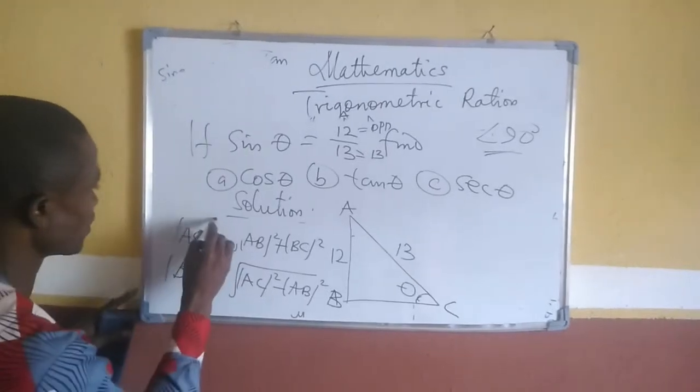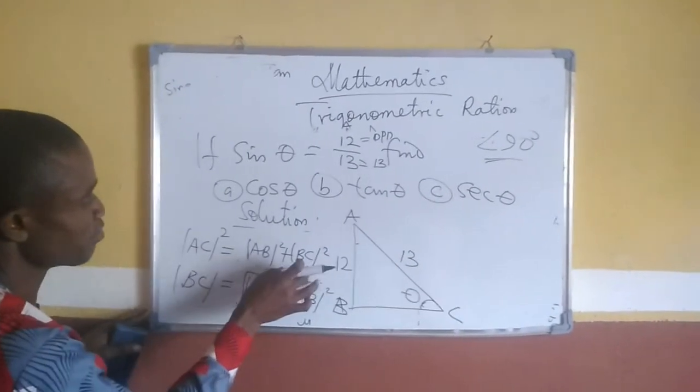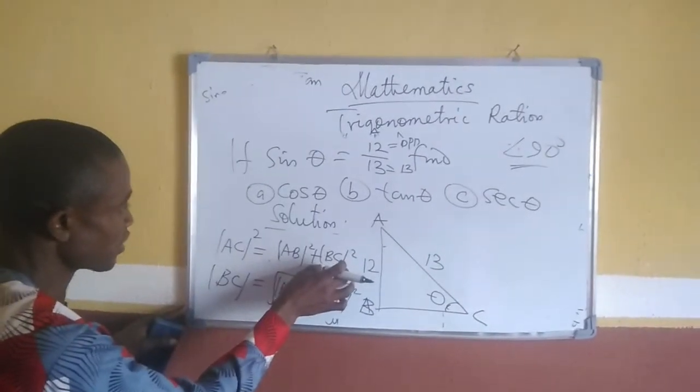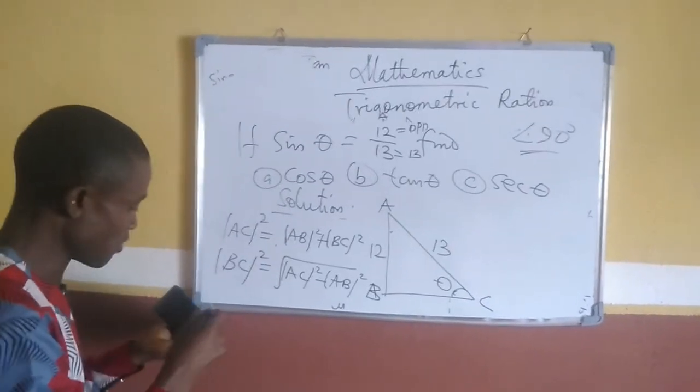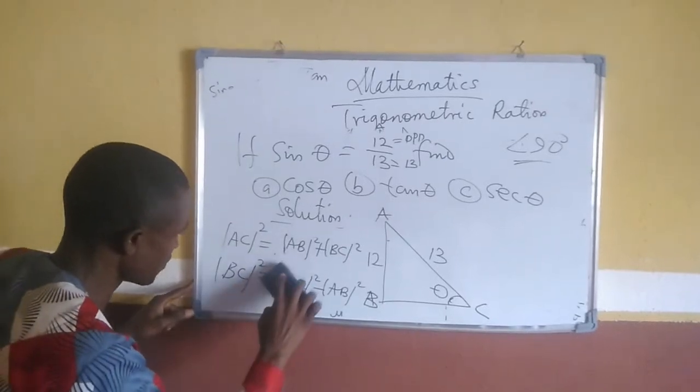That means I can have AC square equals AB square plus BC square. So if I'm to make this the subject of the formula, that means BC square. Look at it here. Let me also remove this. Okay, don't be confused. It's very simple.